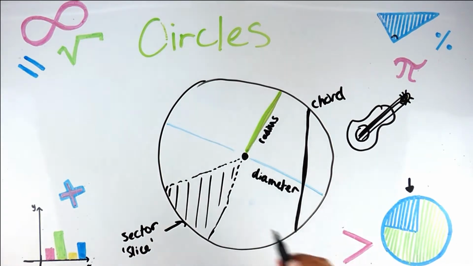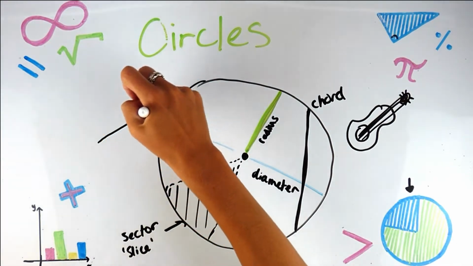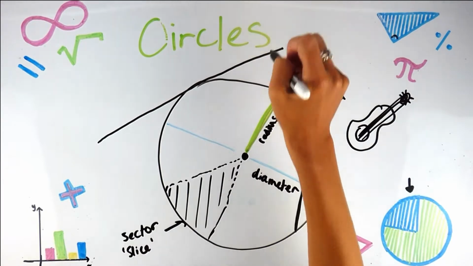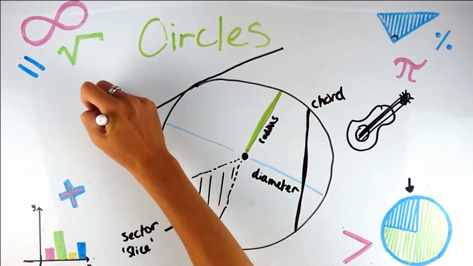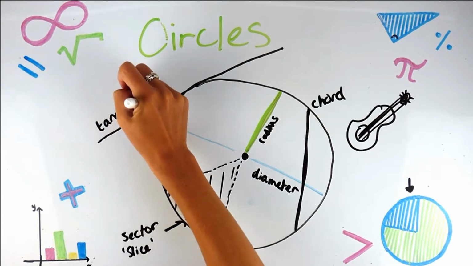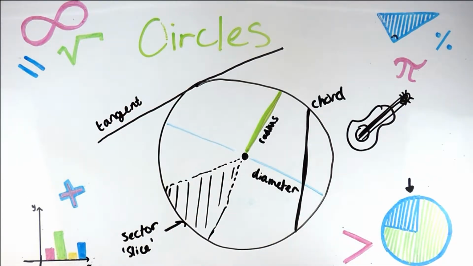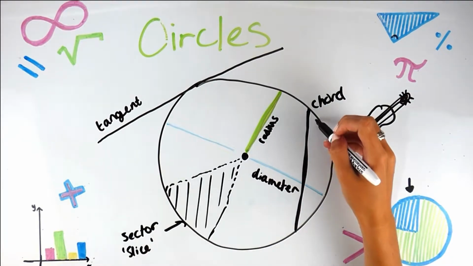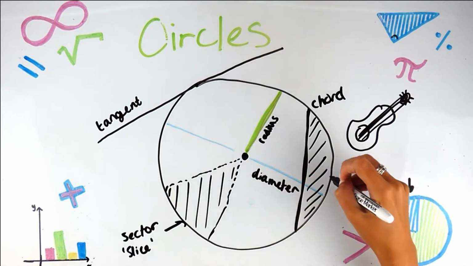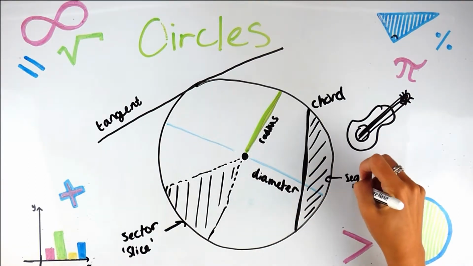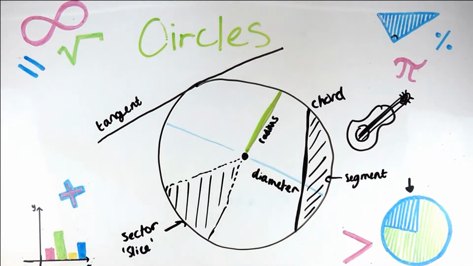We have chord. Then we have something on the outside here that just touches the circle. This is called a tangent to the circle, a line that just touches. And then an area like this here, this is called a segment. And I think that is all the parts of a circle that you should need to know.